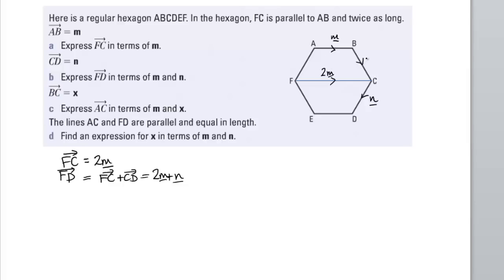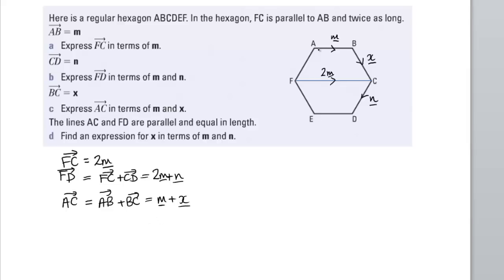BC is the vector x. Express AC in terms of m and x. So A to C is the same as A to B add B to C, m plus x.